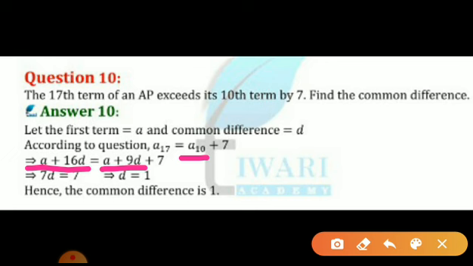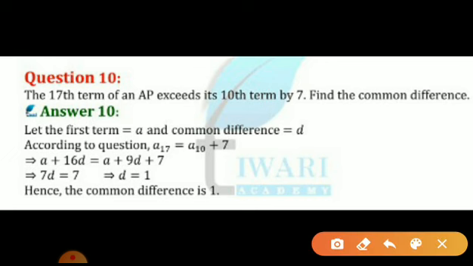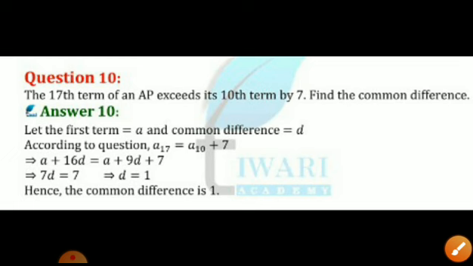Now on both sides you have a, so I can cancel that a. So I get 16d is equal to 9d plus 7. That means if I take d on one side, I get 7d is equal to 7, and hence the value of d will be equal to 1. That means your common difference you have got as 1. Is that clear to you? Right?